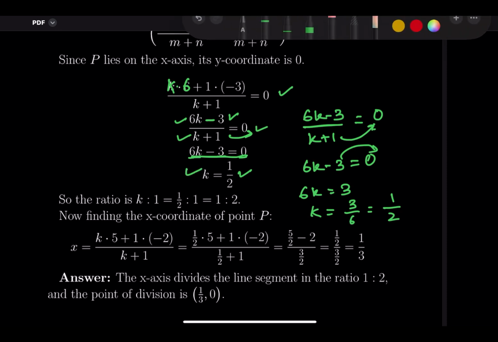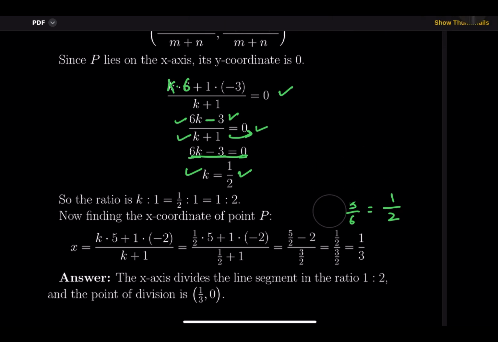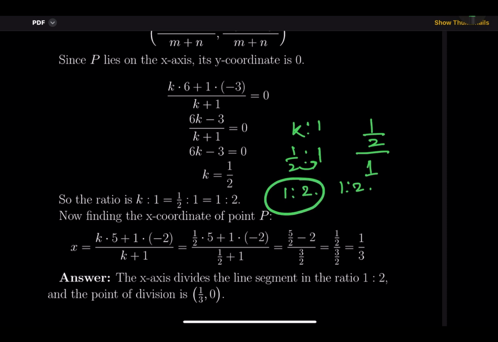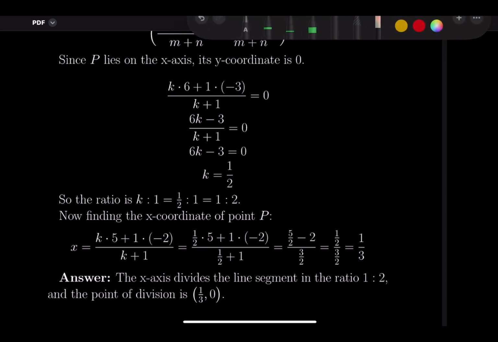Then what will be k is to 1? k is 1 by 2, so k is to 1 will be 1 by 2 is to 1. Actually, what it means is 1 by 2 divided by 1. I can write 2 will come down, so I can write 1 is to 2. Or 2 will multiply this side and it will become 1 is to 2. Okay, anyway, even this one is also correct, this one also correct. Whatever you want to write, you can write. So I got the ratio to be 1:2.